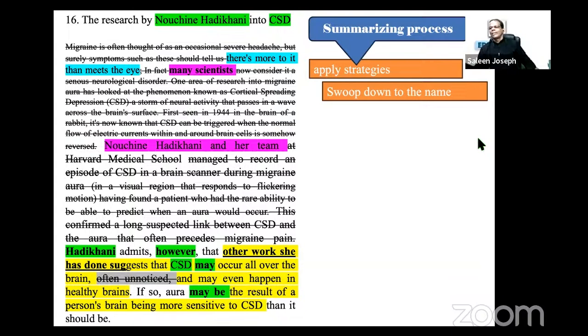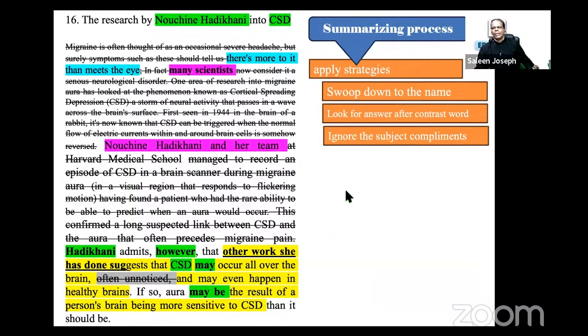Maybe the name and some other people are there. We don't want that. We want only a particular name. Look for an answer after the contrast word. If there is a contrast word, usually there's also another clue. Here you have however, after the name, you have the second clue I am giving you. Ignore the subject complements. Whatever comes in between is in between these paragraphs. See, Hajkani and her team at Harvard Medical School managed to record an episode. At Harvard Medical School or Cambridge Medical School or some other medical school, we are not bothered. We don't want such subject complements. You can simply ignore them.